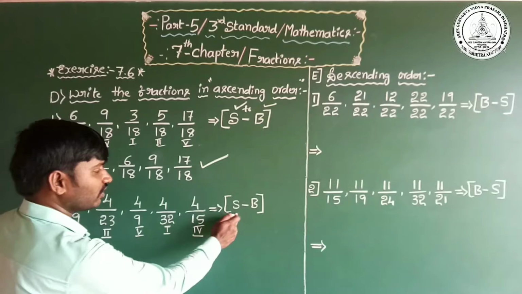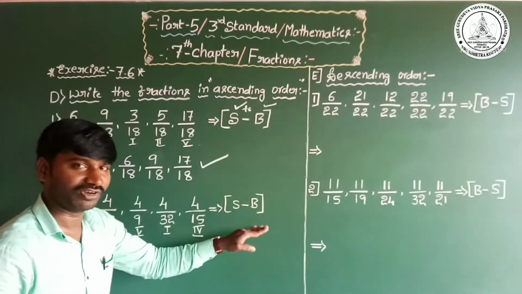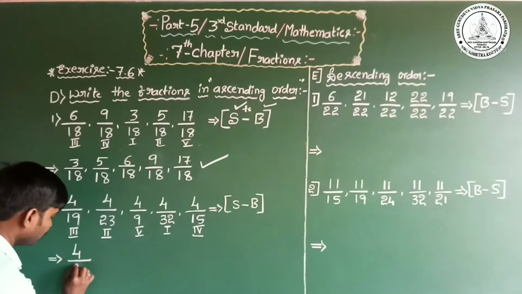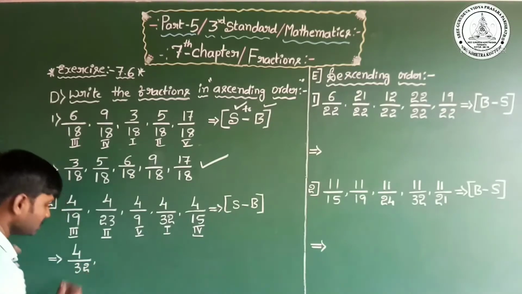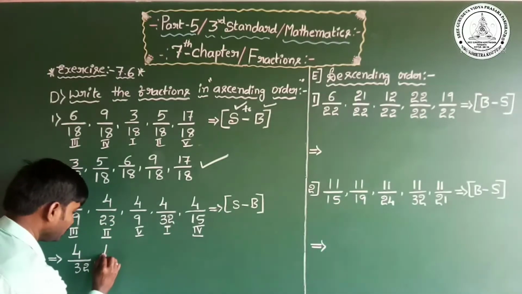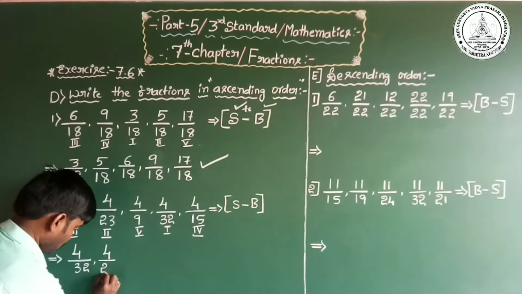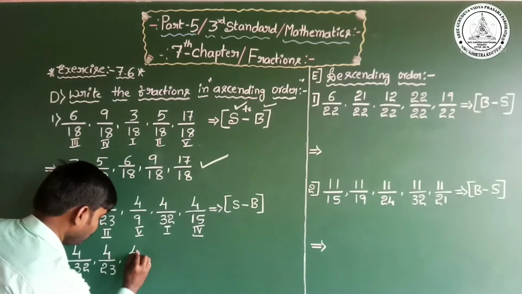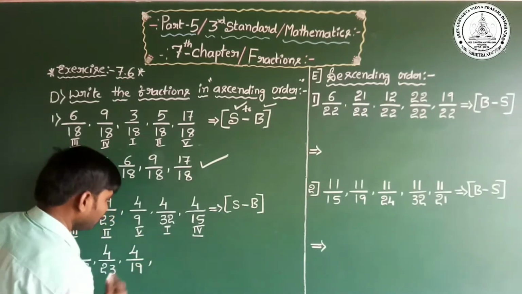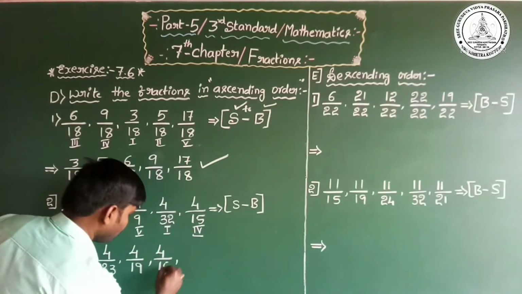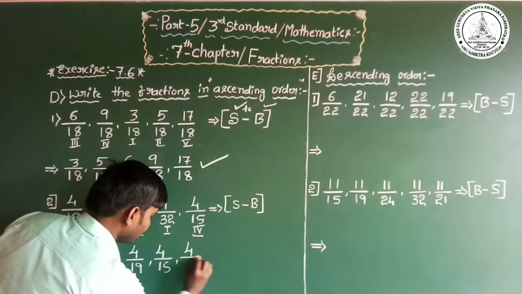Now you arrange smaller to bigger, or smaller to greater. Yes, dear student, you write 4 by 32. This is a very small fraction. Compare these fractions. The next 4 by 23. The next 4 by 19. The next 4 by 15. The next 4 by 9.